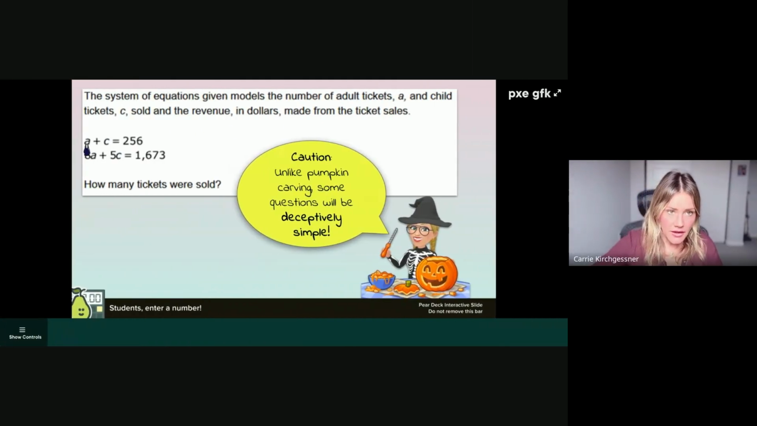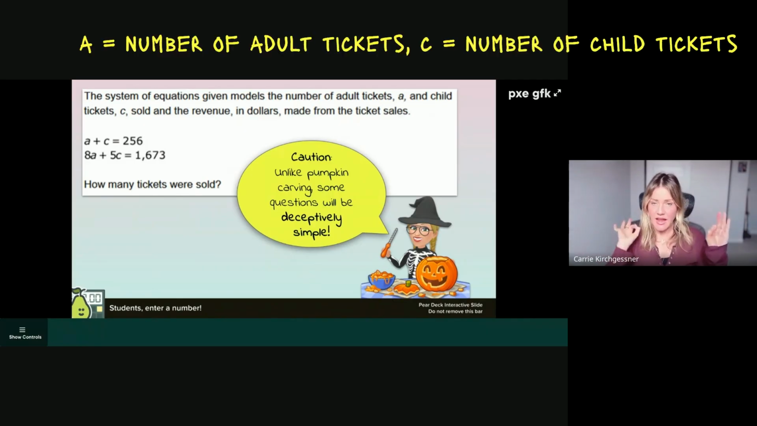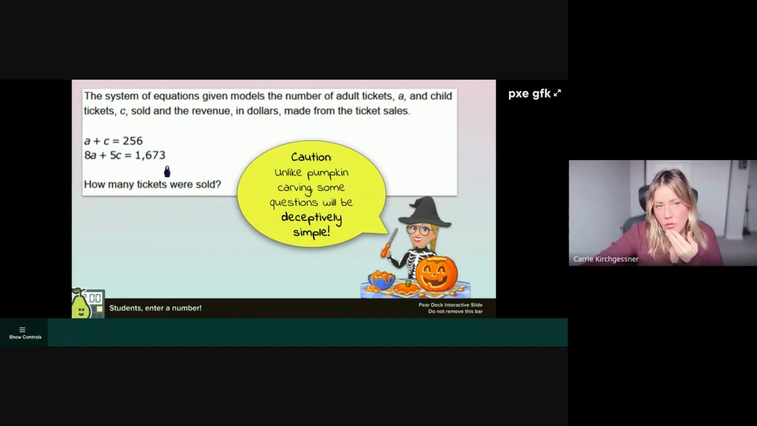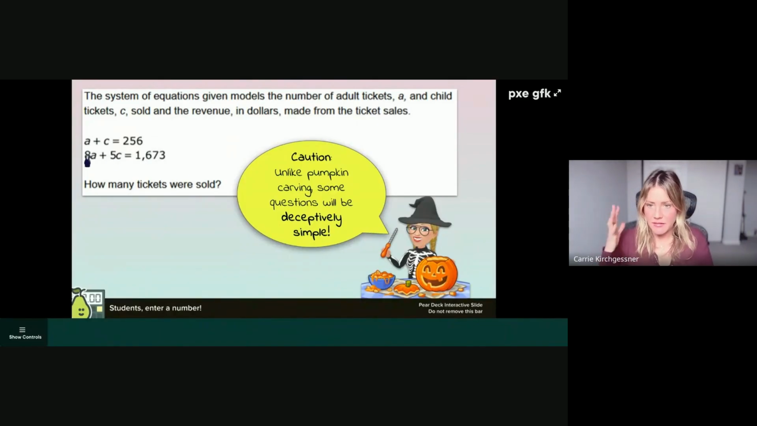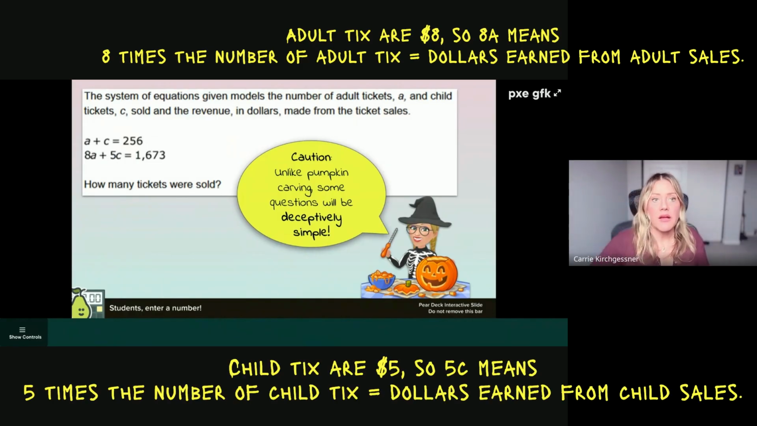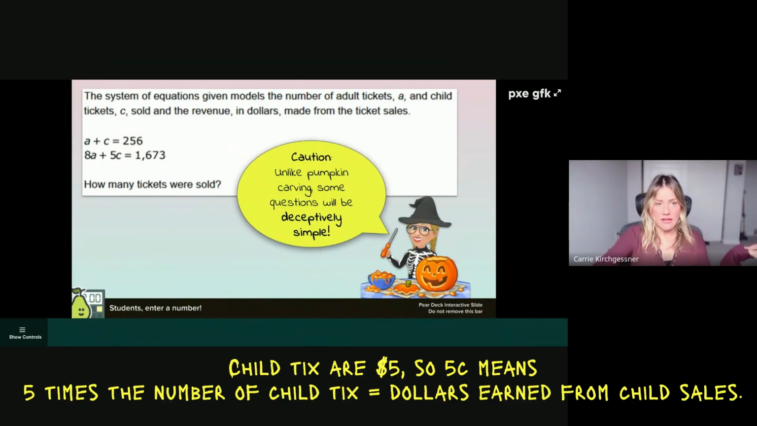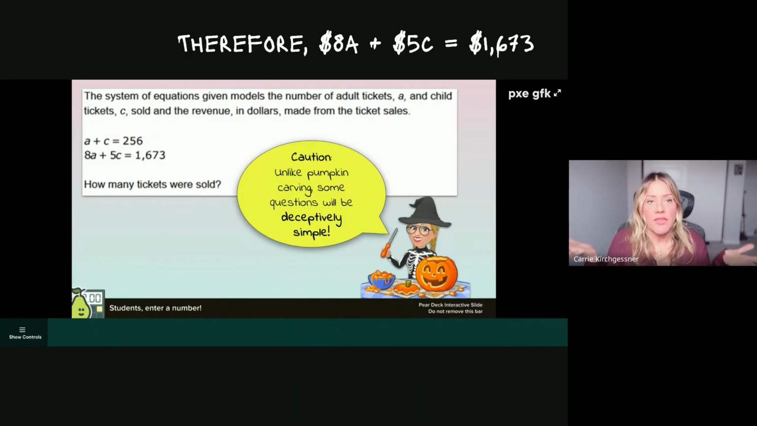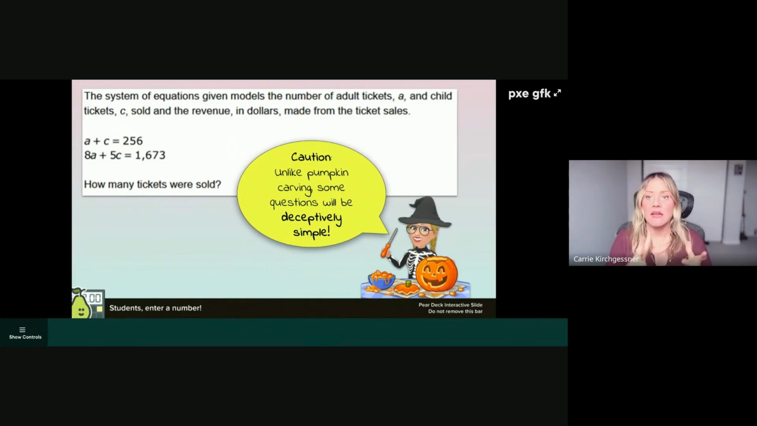So total adults A plus total children C equals 256. So A represents the number of adult tickets and C represents the number of child tickets. Now, 8A plus 5C equals 1,673. What do you think that 8 and the 5 would represent? So yeah, if you said that the 8 represents the amount of dollars that each adult spends on the ticket, yes. So $8 times the amount of adult tickets plus $5 is how much the children's tickets cost, times the amount of children attending equals 1,673. So 8 times the adult tickets plus 5 times the child tickets equals $1,673.